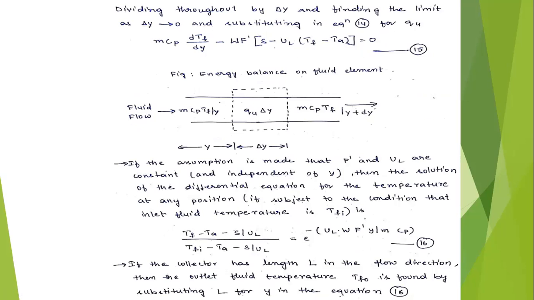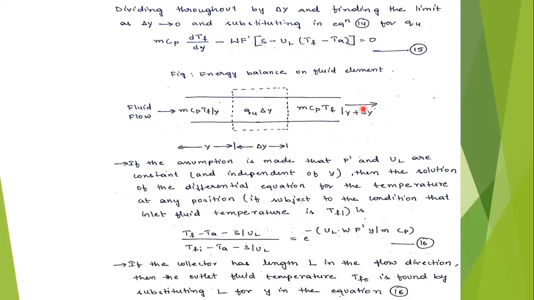Dividing the above equation throughout by delta Y and finding the limit as delta Y tends to 0, and substituting the value of Qu from equation 14, it becomes m Cp dTf by dy minus W F dash [S minus UL (Tf minus Ta)] is equal to 0. So this is the 15th equation and these are the terms discussed before.